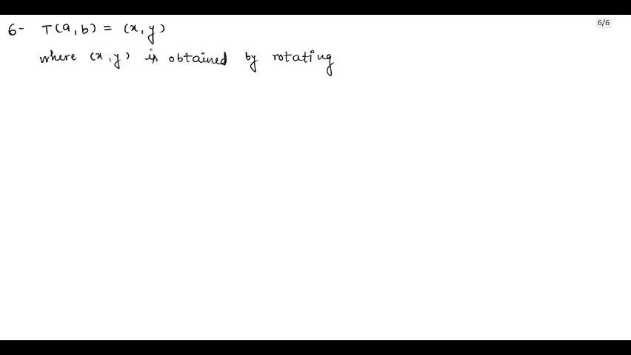Next, if we say a point, we say T of (a, b) is equal to some (x, y), where (x, y) is obtained by rotating (a, b) anti-clockwise with angle alpha.